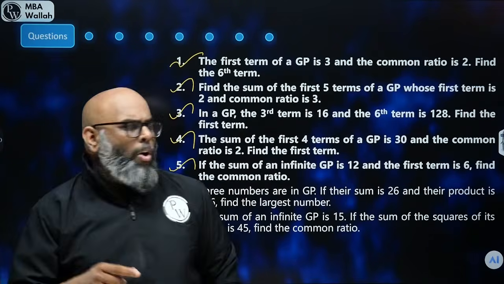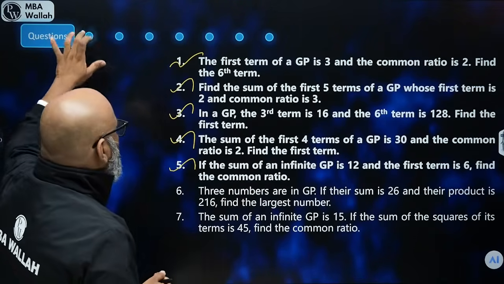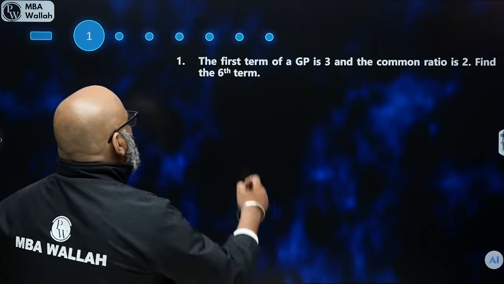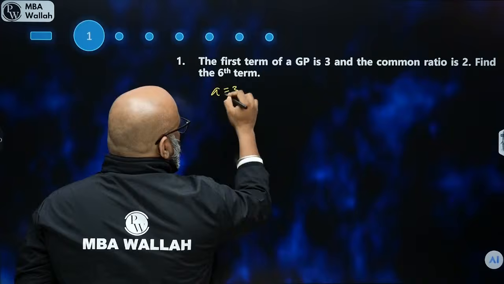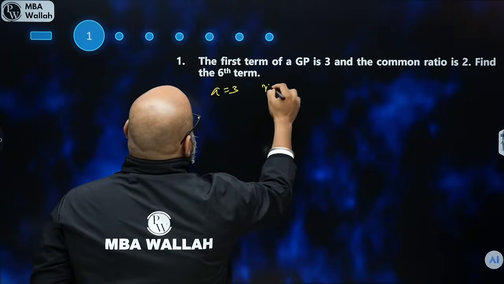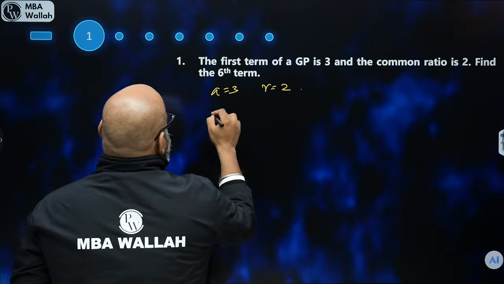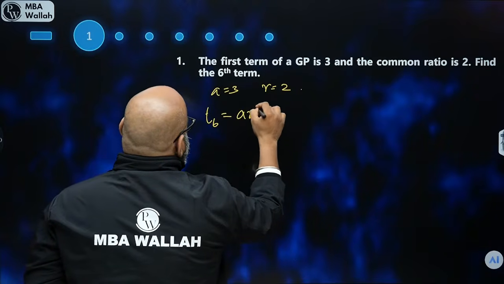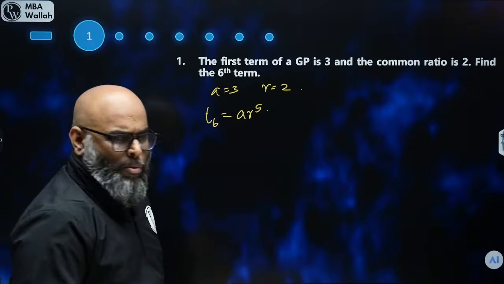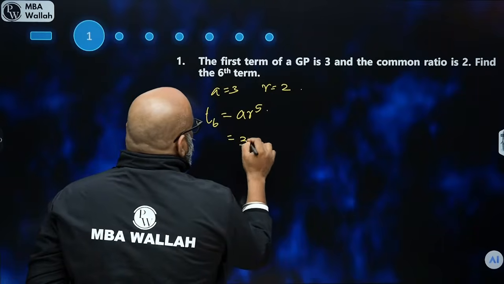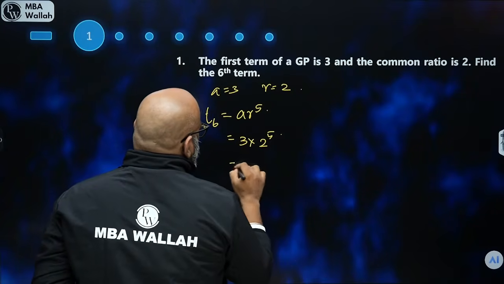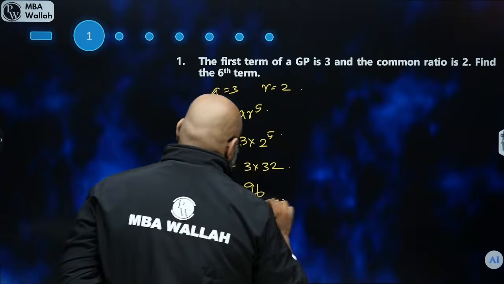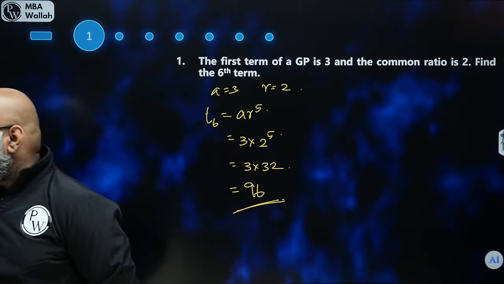Right, we'll do all the 5 of them in one stretch. Some of them are not even a thing. The first term of a GP is 3, A is equal to 3, common ratio is 2, r is equal to 2. Find the sixth term. So T6 is being asked, ar power 5, ar power n minus 1. So that will be 3 into 2 to the power 5. 3 into 32, that will be 96. No prizes for guessing.